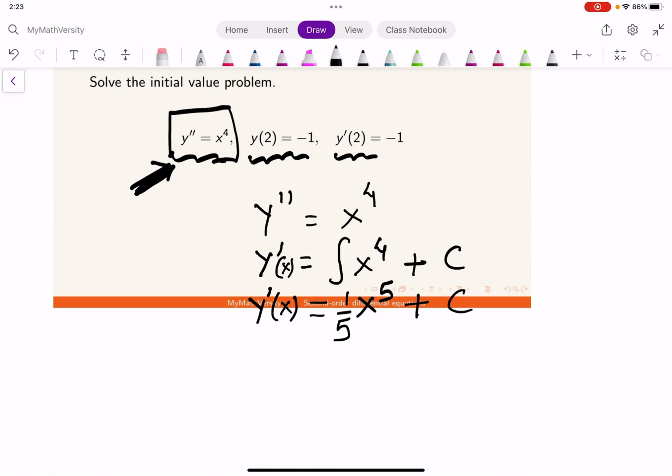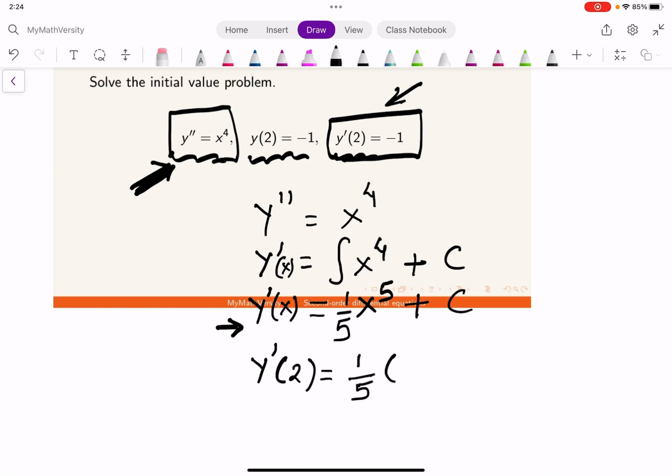Or what we can just do here is, since we are already given the initial condition related to the derivative, we can apply that. We have been given that the derivative at 2 is -1. So I just want to evaluate the derivative at 2. So y prime at 2 will be 1/5 x to the power 5, replacing x by 2, so 2 to the power 5 plus c, right? So that's what we get.